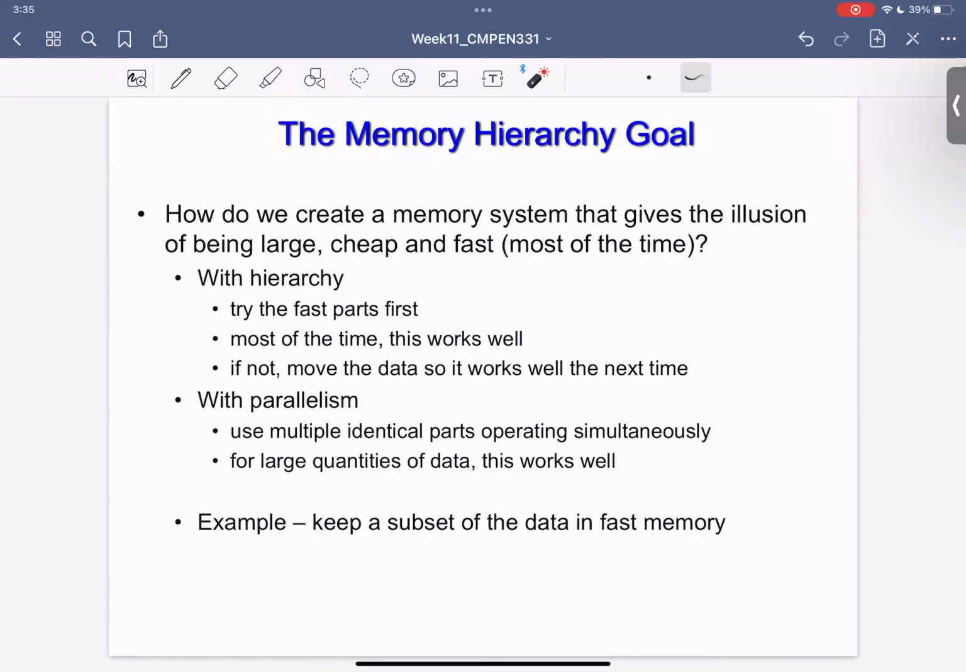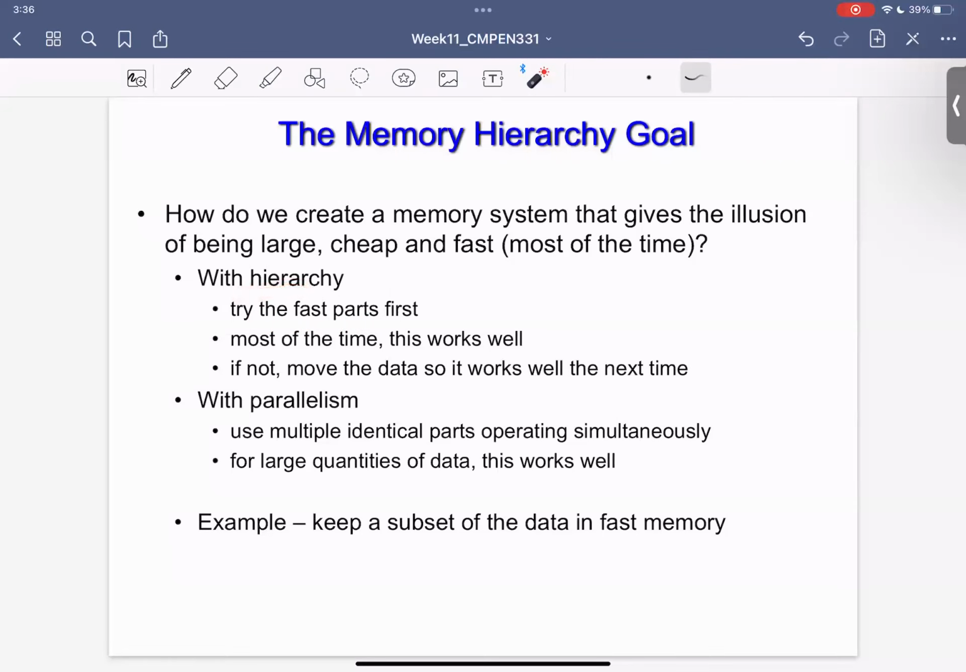But with this hierarchy scheme, how can I exploit this? They mentioned: try the fast parts first. So this will be the first idea. Second idea, move stuff that is used most of the time, and this will work well with what is closest to the processor, as we will explain. Then try to do this as much as possible so that you can actually have better performance at the very end. This is with hierarchy.